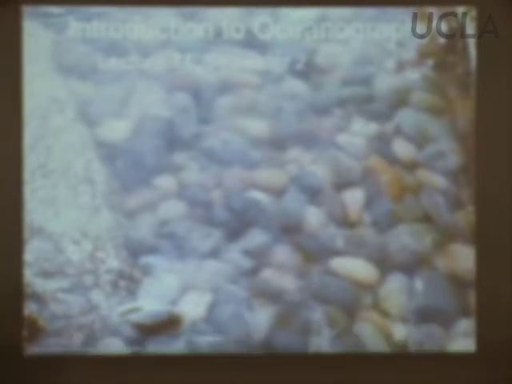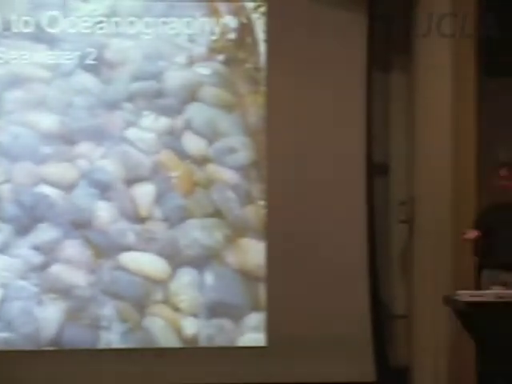So right now we're right in the middle of our discussion of properties of seawater. In particular, on Friday we talked about some of the physical properties of seawater. We'll finish that up today and start talking about chemical properties of seawater as well.